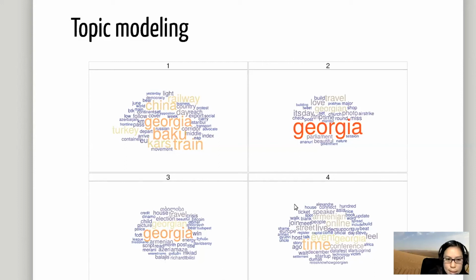And then we have a fourth one, which I interpret more like events in Georgia, and times of events, conferences, and reasons why, like data fest, technology, and so on. So of course this is not completely clean, but this is what the model identified when I asked to see 4 topics in the tweets related to Tbilisi. So this is how we interpret the topics, right?